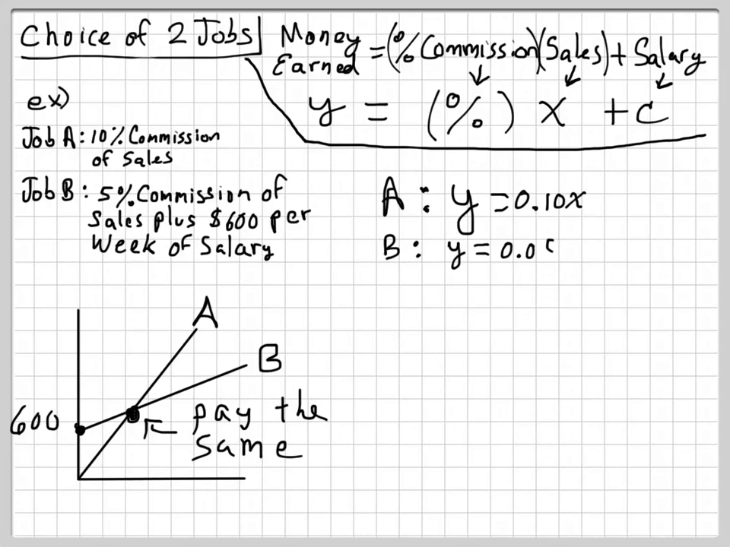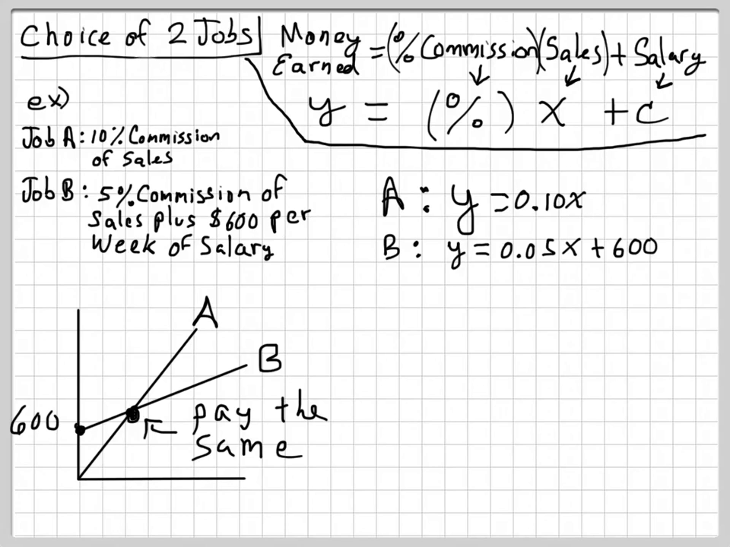So we're going to take both of these jobs and write an equation for them. Job A, the equation for that is y is equal to 10% times x. So once again, that is indicating that if you sell $1,000 worth of merchandise, you multiply 1,000 times 10%, and you earn just $100, 10% of the 1,000, and that's all that you will get. I'm using the variable y to represent the money earned.